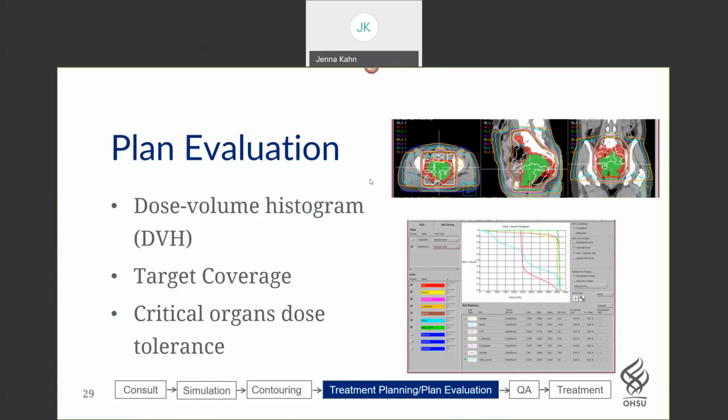We then evaluate the plan. We look at the dose volume histogram, which is shown here, which is looking at our target coverage, how well we covered our target, and also looking at the OARs, or the organs at risk, and looking to see what dose those organs at risk can or did or will receive with the radiation. There are certain dose constraints, meaning doses that can go to certain organs at risk that we worry about, and that's how we evaluate these plans.